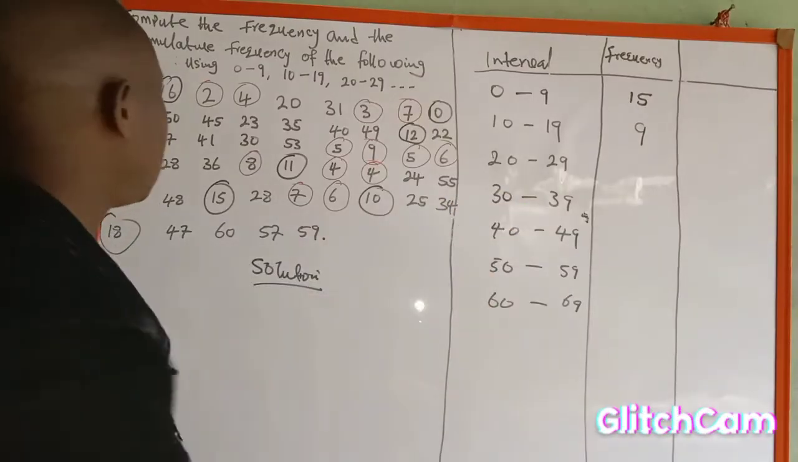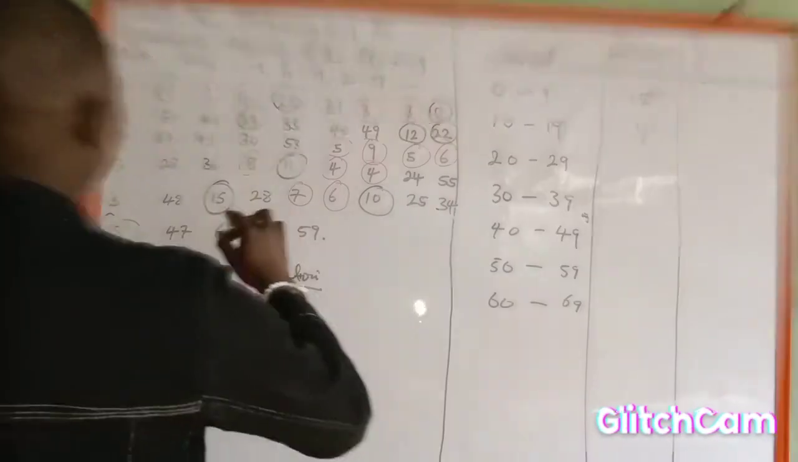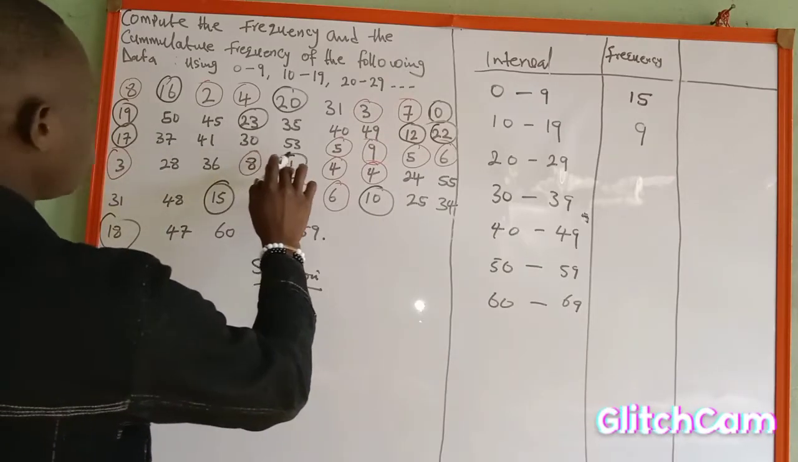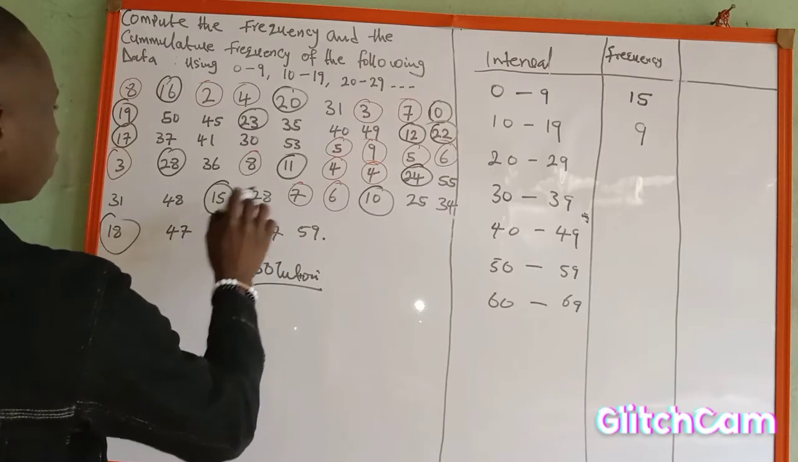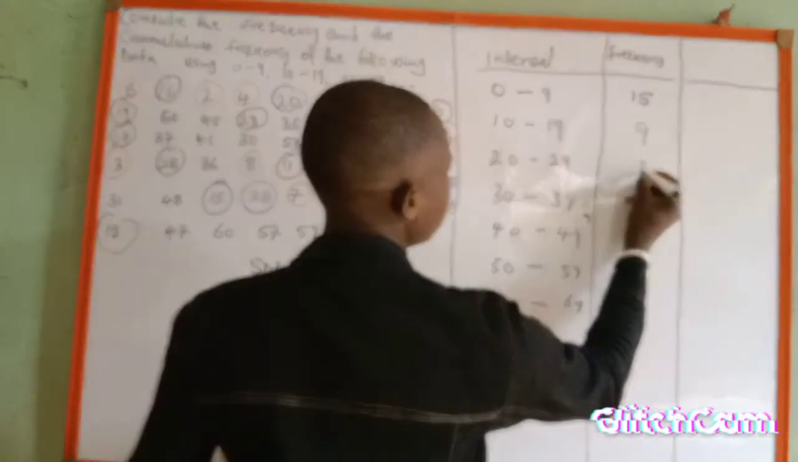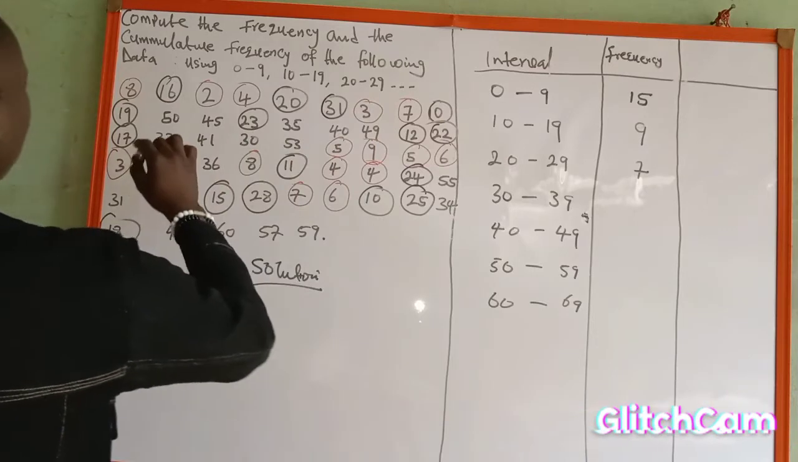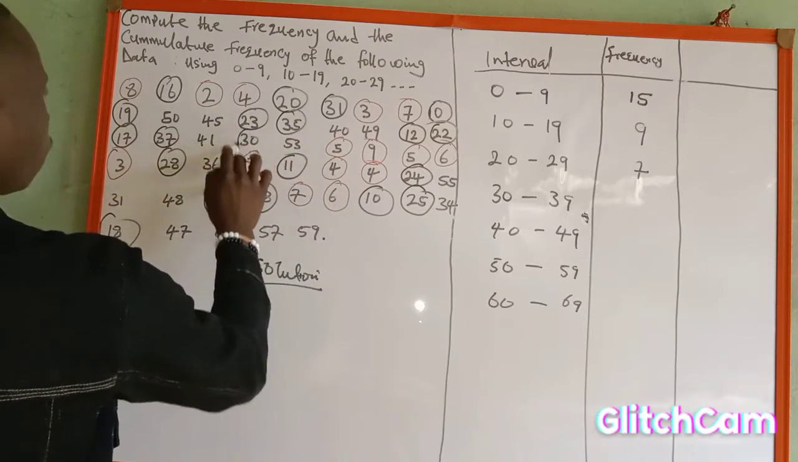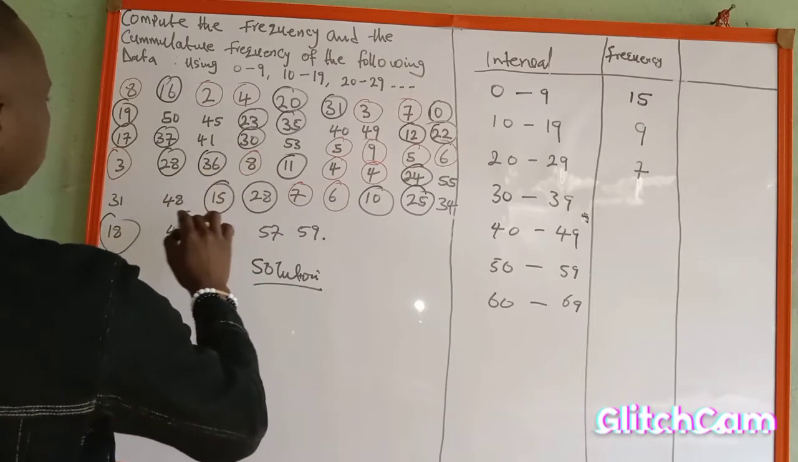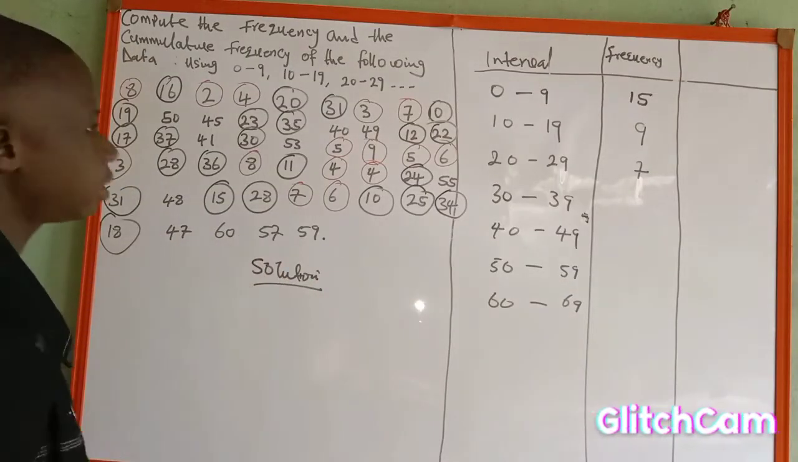The next is 20 to 29: 1, 2, 3, 4, 6, 7. So between 20 to 29 we have 7 numbers. Between 30 to 39 we have 1, 2, 3, 4, 5, 6, 7. So 30 to 39 is 7 numbers.